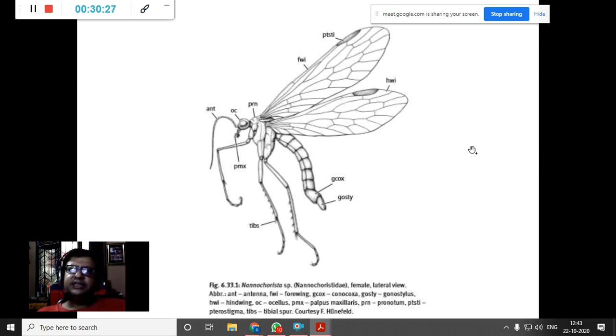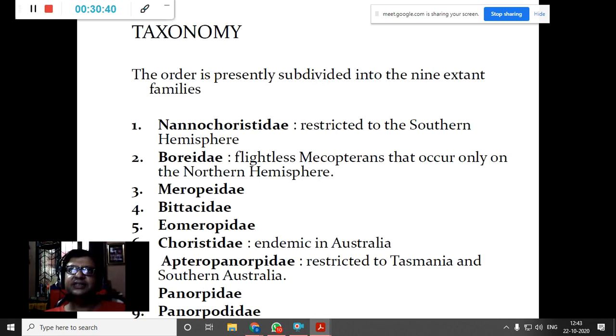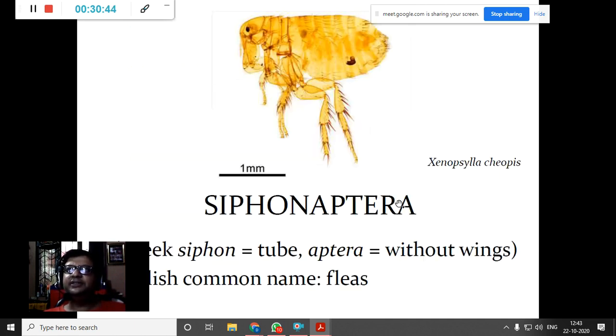So this is a structure which you have to go through carefully, but you don't need much detail on this part. Just one or two characters and one or two examples on this. This is just for your curiosity. I'm just mentioning all these things. So the order is presently divided. The taxonomy is over here.